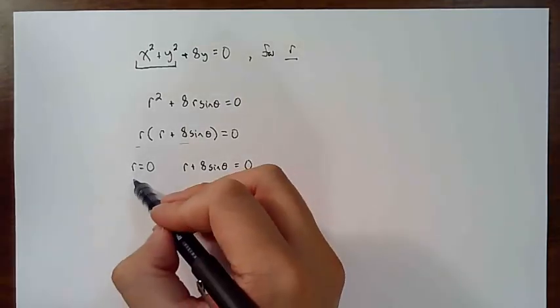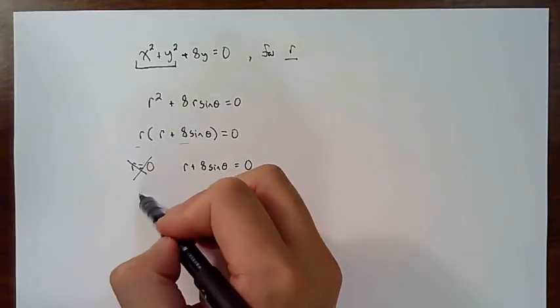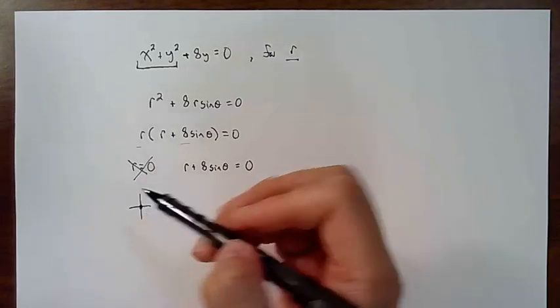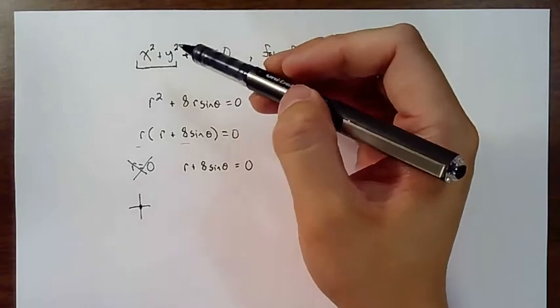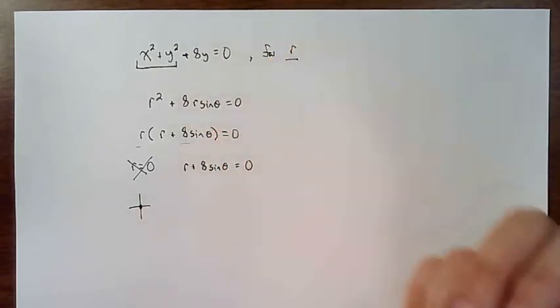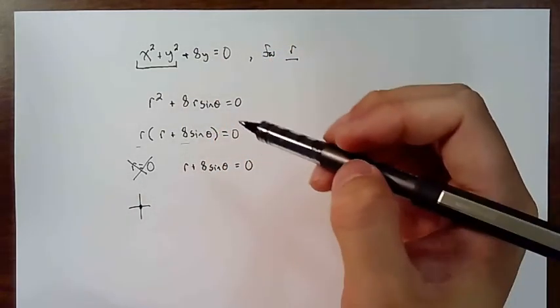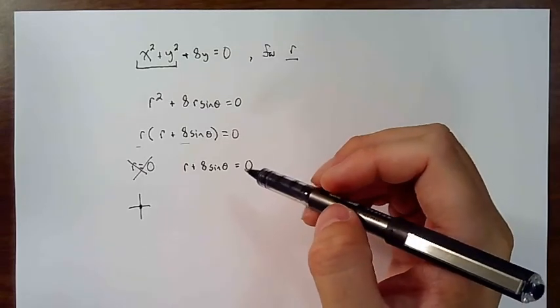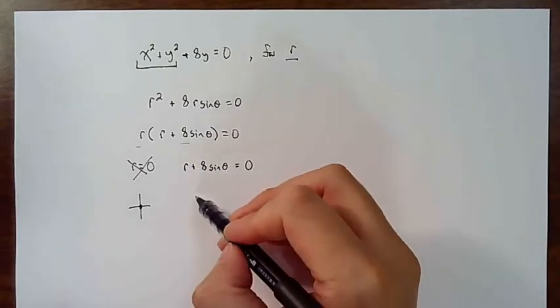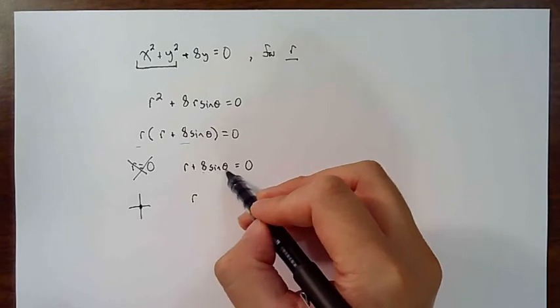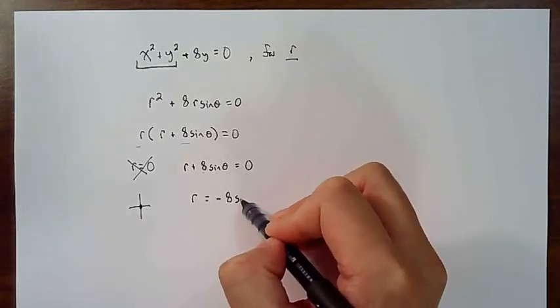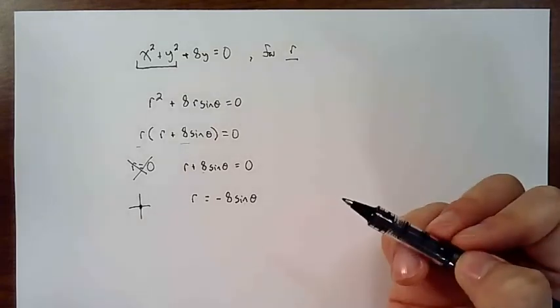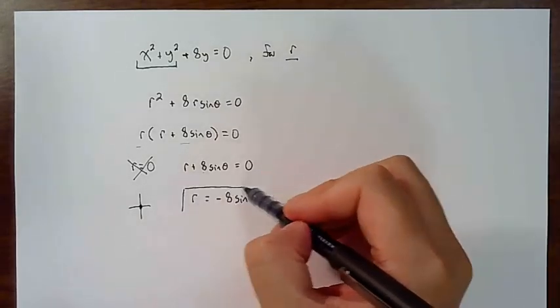Now this is not good. r being 0 would mean that you're just stuck at the origin, and this is some sort of curve. We don't know what it looks like exactly, or maybe we do, but we know that it's not a single point at the origin. It has more solutions than that. So that leaves us with this guy here. By subtracting this part over, you get r equals negative 8 sine theta, which is our answer.